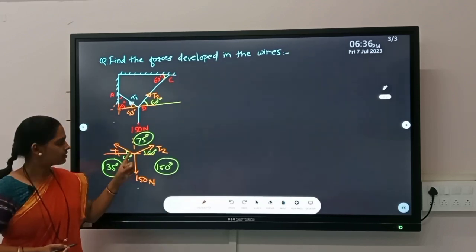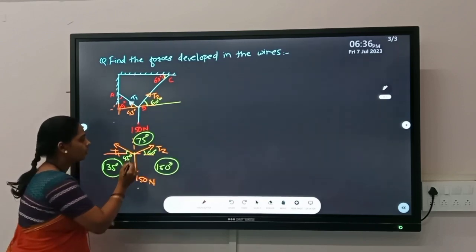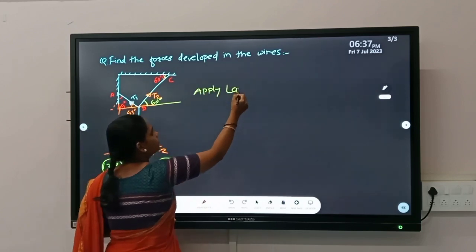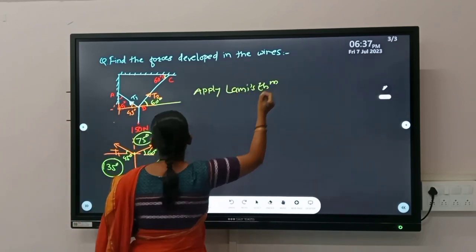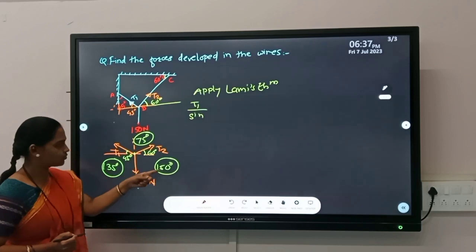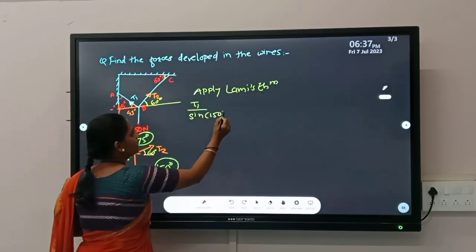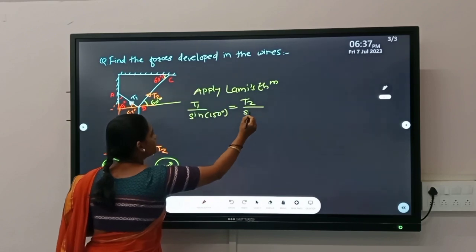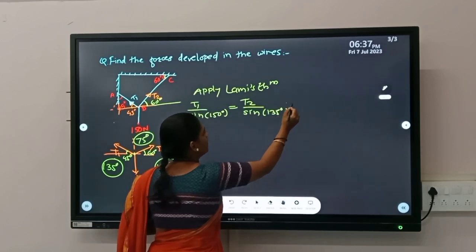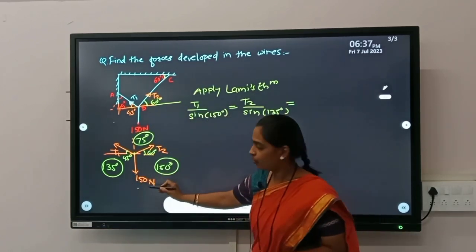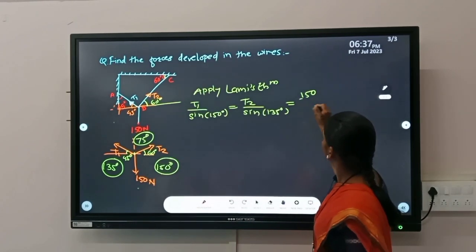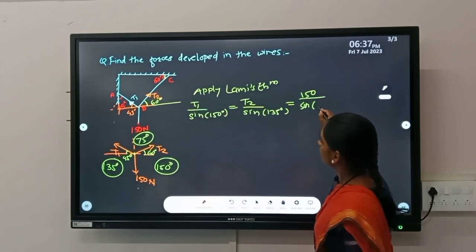Now apply Lami's theorem. Why is it applicable? Since it is a three concurrent force system acting on a plane. So apply Lami's theorem. T1 divided by sine of the angle in front of T1, it is 150 degrees, so sine of 150 degrees, is equal to T2 divided by sine of the angle in front of T2, it is 135 degrees, is equal to 150 Newton force divided by sine of the angle in front of 150, which is 75 degrees, is equal to 150 divided by sine of 75 degrees.